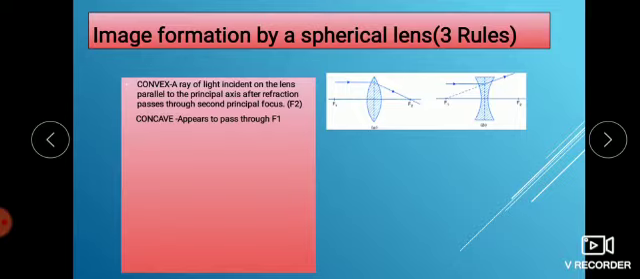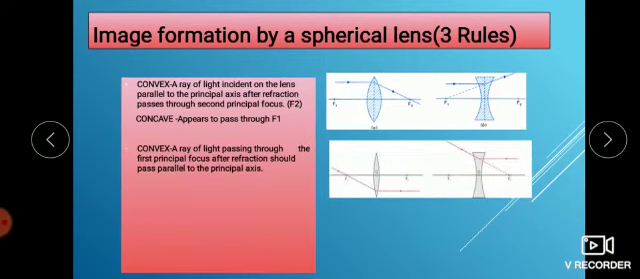The first rule: a ray parallel to the principal axis, after refraction, passes through the second principal focus. That is in case of a convex lens. And in case of a concave lens, the ray gets diverged. So you are extrapolating, and that line appears to pass through the first principal focus, F1. Is that clear? The second rule.